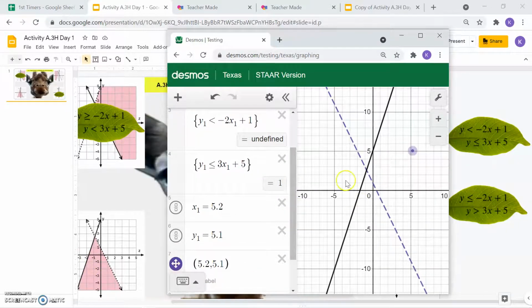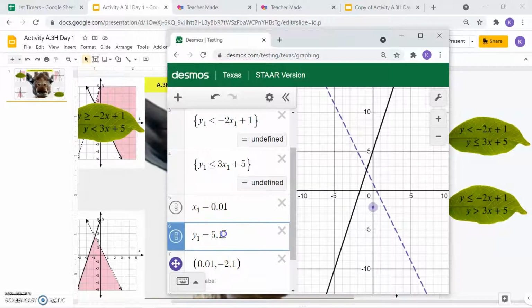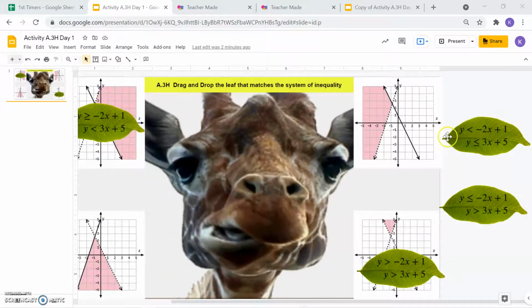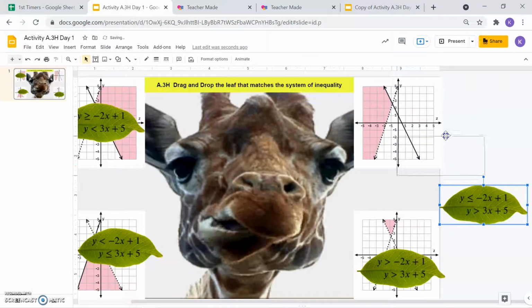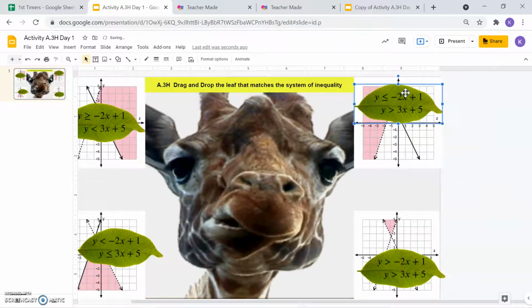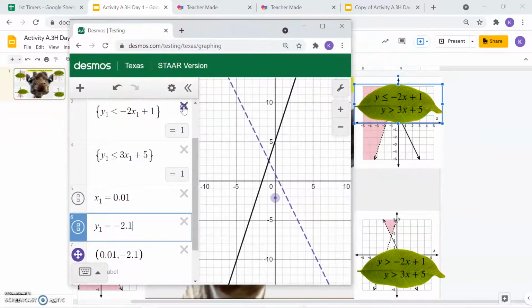Now it says, put the dot anywhere in the shaded region. I'm going to put it right there. And then I'm just gonna double check, which is 0.01, and this number goes right here, which is negative 2.1. I go up here, see how they both are true. So I found my answer, which is this one. That means that this one is the answer for this one. I don't know about you guys, but I like to check just to make sure that it is correct.